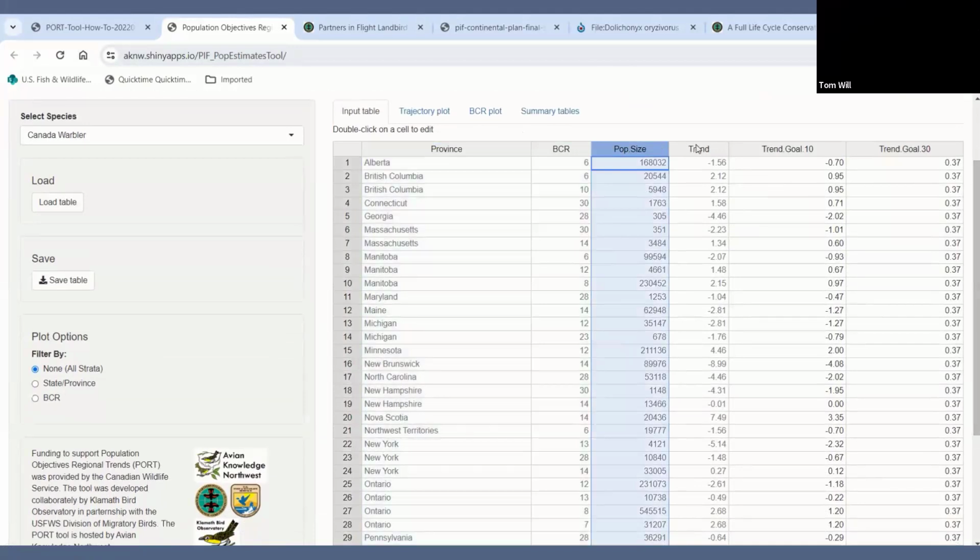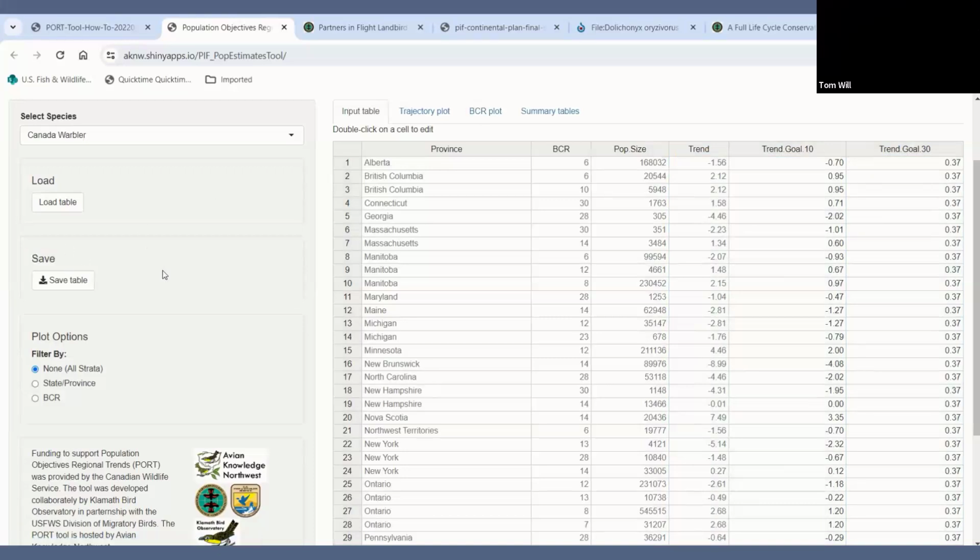It gives you the estimated population size based on the Partners in Flight estimates. It shows the past 10-year trend. And then this is where the goals are: you can look at both a 10-year goal and a 30-year goal. The starting values are those population objective trends from the PIF plan. But as you can see, you can click on any of those and enter your own goal that you would like to set for those state by BCR polygons.